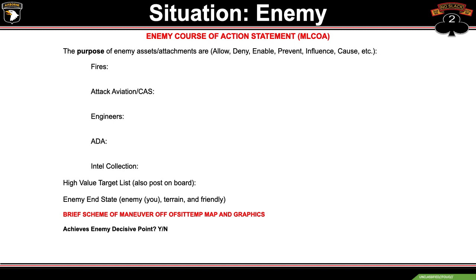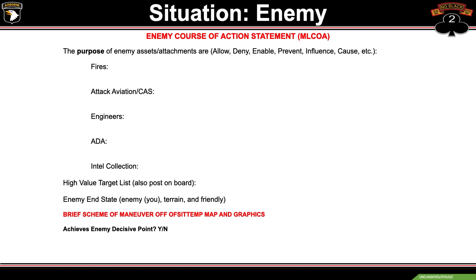And then this goes into, again, the purpose of their assets. Just like how we talked about with the area of interest, this goes a little bit deeper into that, because now how are they going to use their fires, their mortars, if they have them, their attack aviation or their fighter jets, the close air support, if they have engineers, ADA being air defense artillery, how they can use their intel.